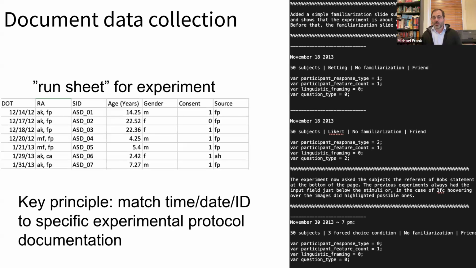The key principle is whatever form this documentation takes, you need to be able to match the time, date, and participant ID number to a specific documentation of what experimental protocol was being used. So the idea of documenting the data collection is you can always figure out what version of the script was run on somebody, what materials were administered, which code was used in the web experiment, whatever that is.